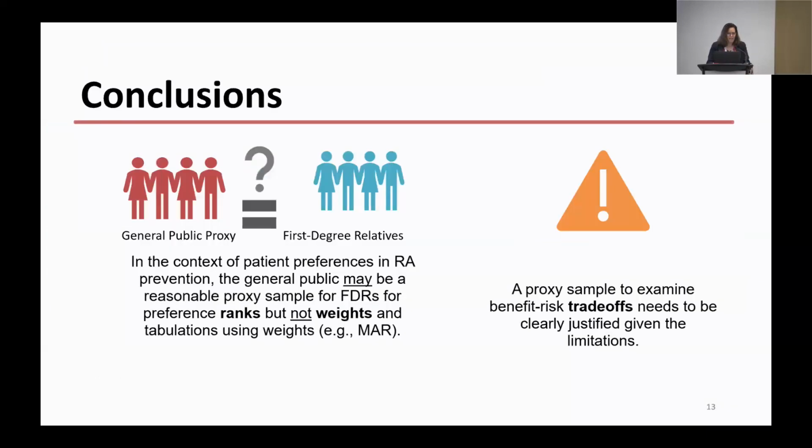So my last slide is, in the context of patient preferences, we're very quick sometimes to use the general public, and they might be reasonable if you just want to know the best or the worst attribute. However, when you start to get into maximum acceptable risks and the actual weights, there could be problematic issues. So a proxy sample like the general public that we tell them to pretend they have a disease needs to be carefully justified. Okay.